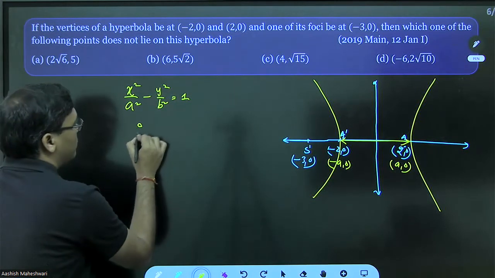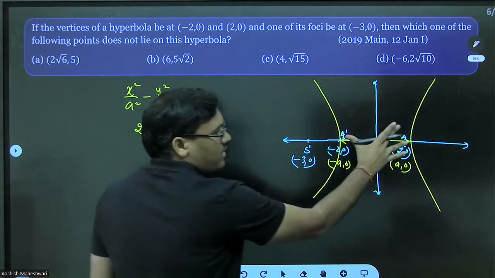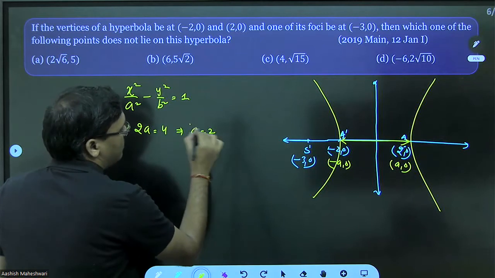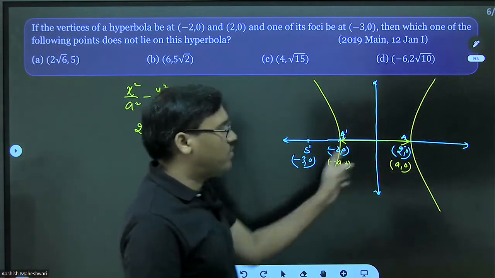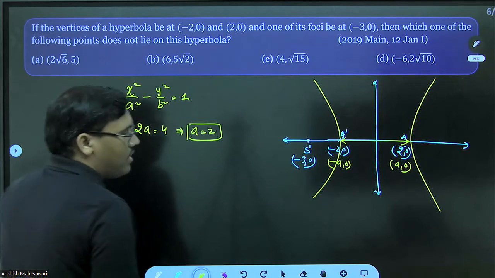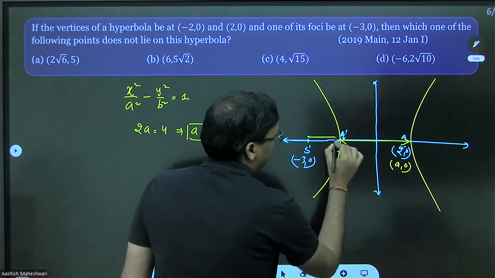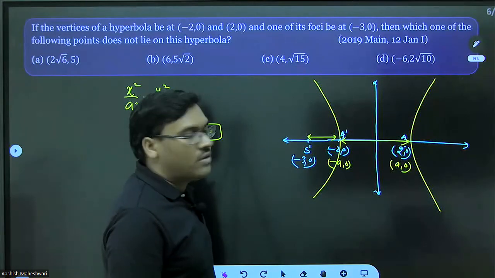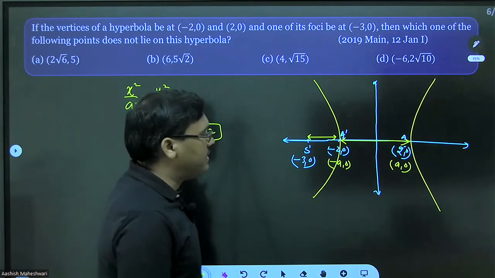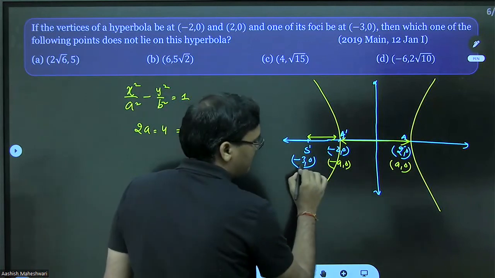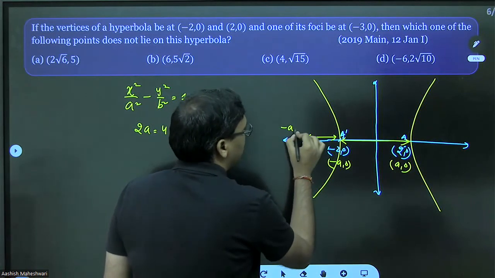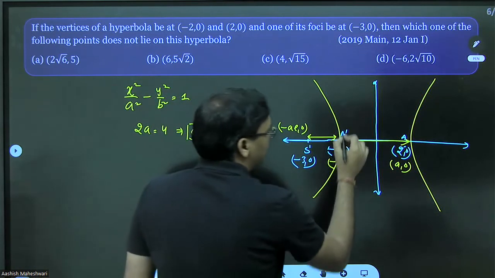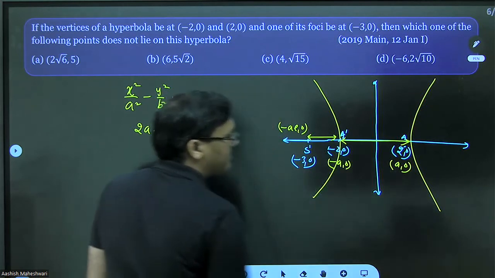So first thing you can say, this is 2a. 2a is equal to 4. So what is the value of a? a is equal to 2. First thing you can get, this is 4. Second, you can see the distance between the vertex and focus. What is the distance between vertex and focus? Here, this is minus 3 comma 0. This is basically minus ae comma 0. Right? And what is the vertex? This is minus a comma 0.